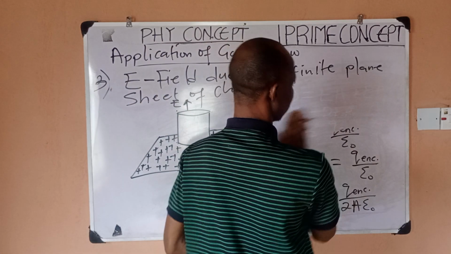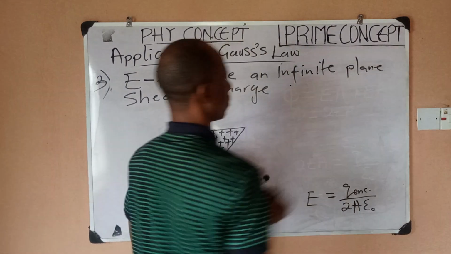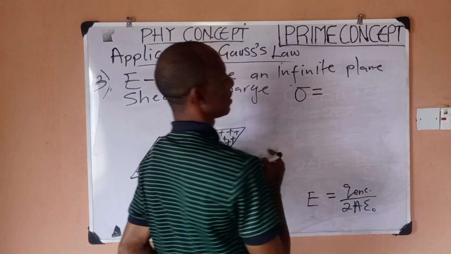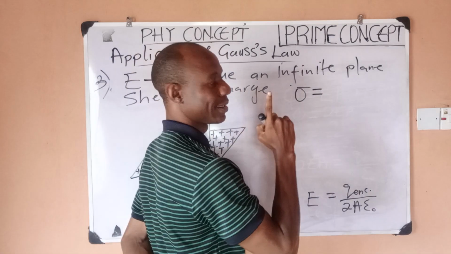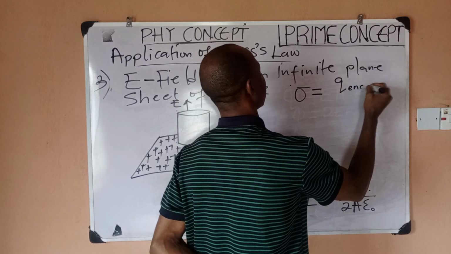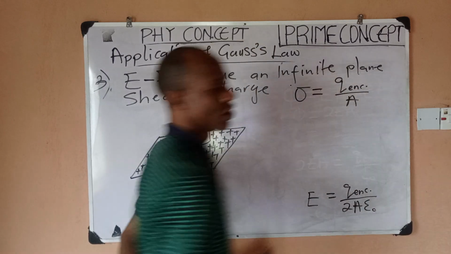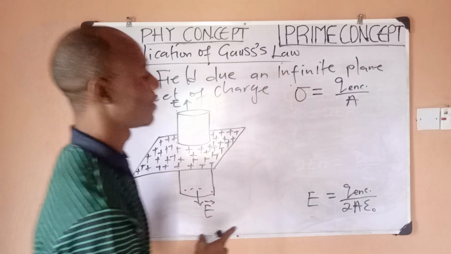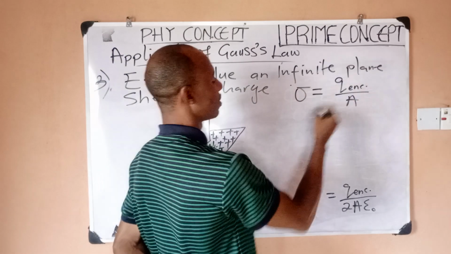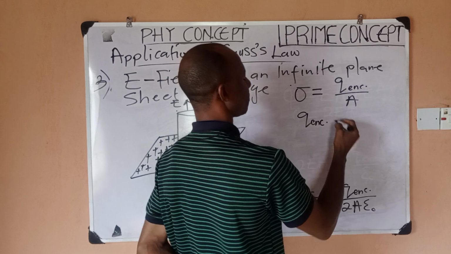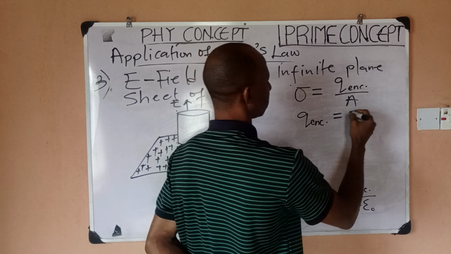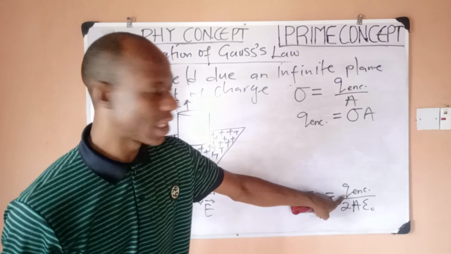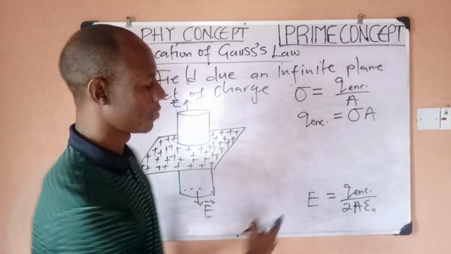So we're going to introduce surface charge density, and surface charge density is denoted as sigma. Surface charge density is going to be the charge divided by what? Area. Since we are considering surface charge density, or you can call it area charge density. Now, if I make the charge enclosed the subject, I'm going to have sigma times A.